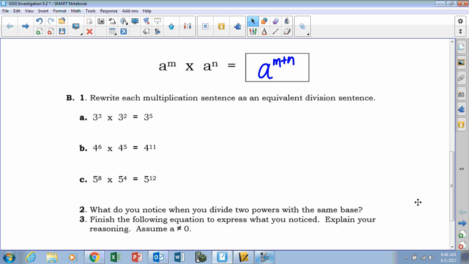So part B says that we are going to rewrite each multiplication sentence as a division, right? When we take a division, we can take the product divided by one of the two multipliers. So let's do 3 to the fifth power, and 3 to the fifth power in expanded form is 3 times 3 times 3 times 3 times 3, right? And that's going to be over, I don't know, we'll do 3 to the third power.